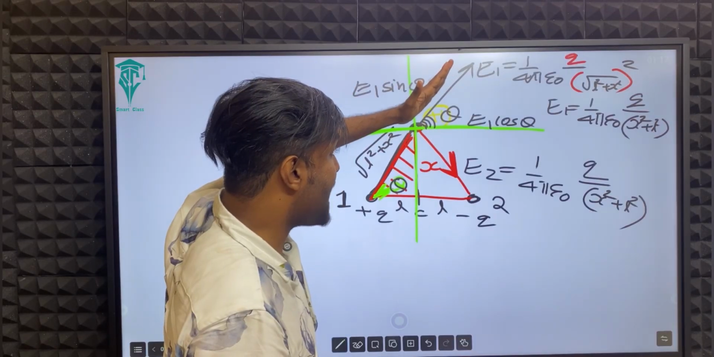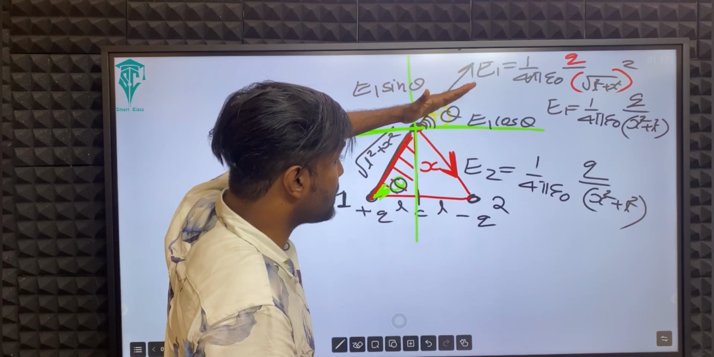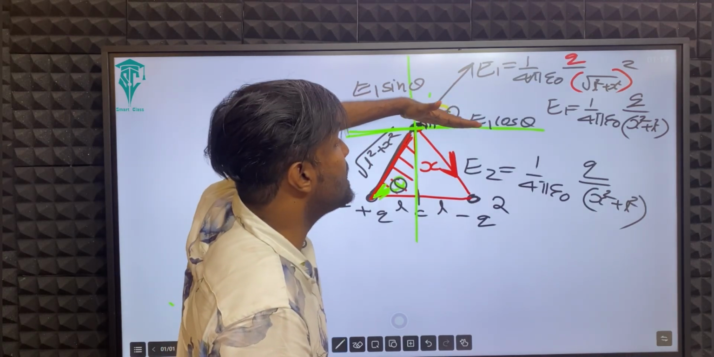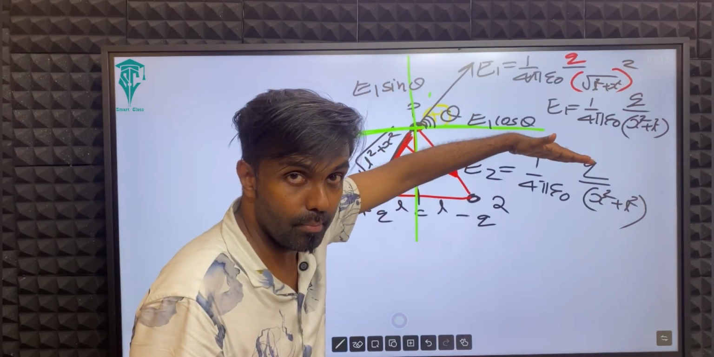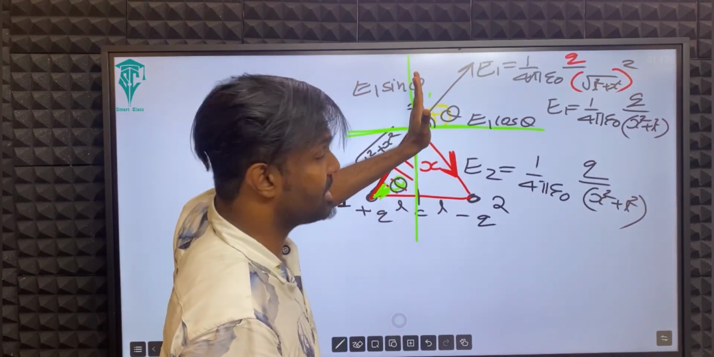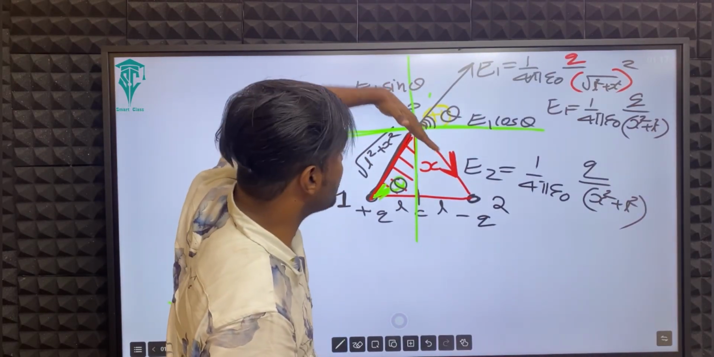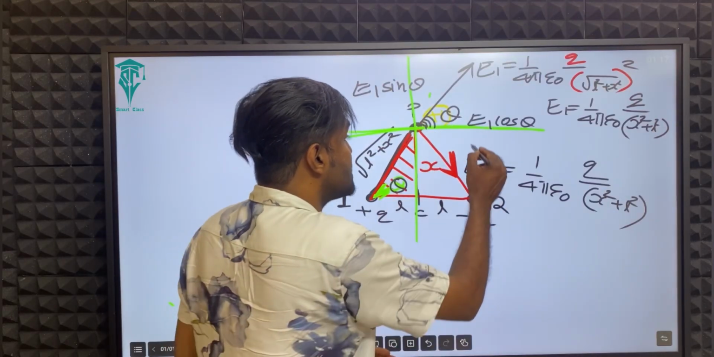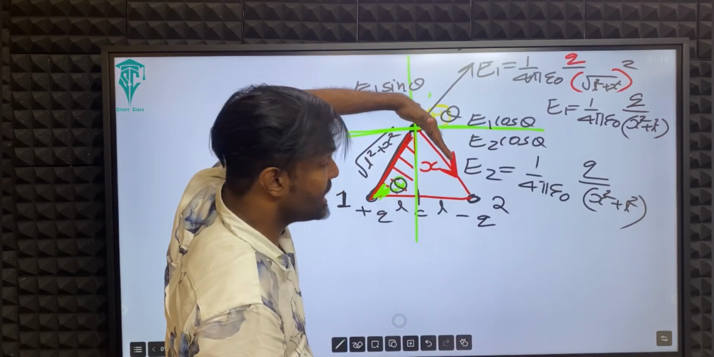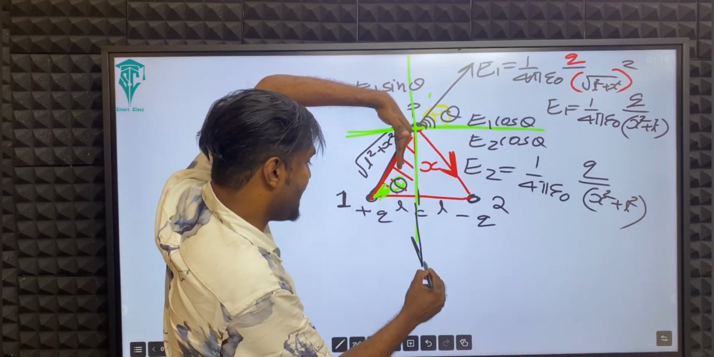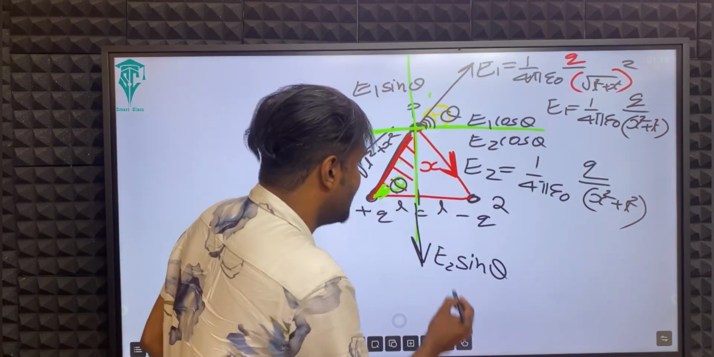E1 makes angle theta with this green colored line. That's why when E1 resolves here, it will be E1 cos theta. Wherever we have the angle, there cos theta will come. Here we don't have the angle, that's why sin theta will come. Clear? The same thing will happen here also. E2 will come over here as E2 cos theta, guys, and this E2 will come here as E2 sin theta.